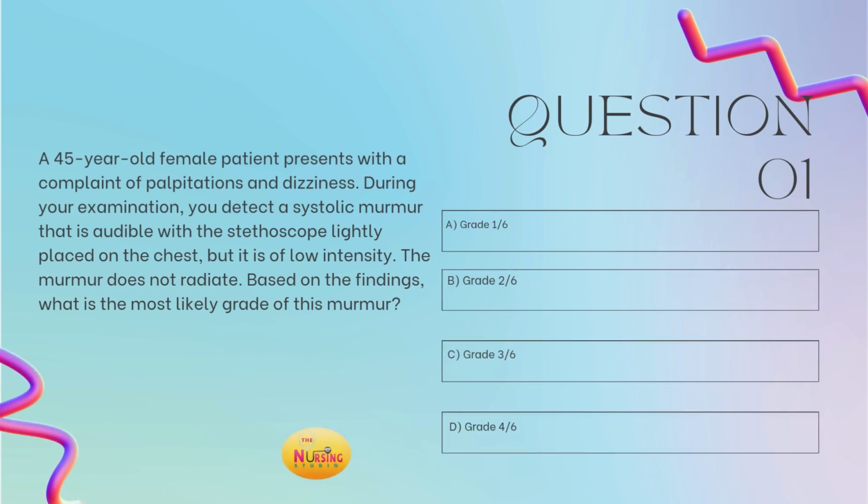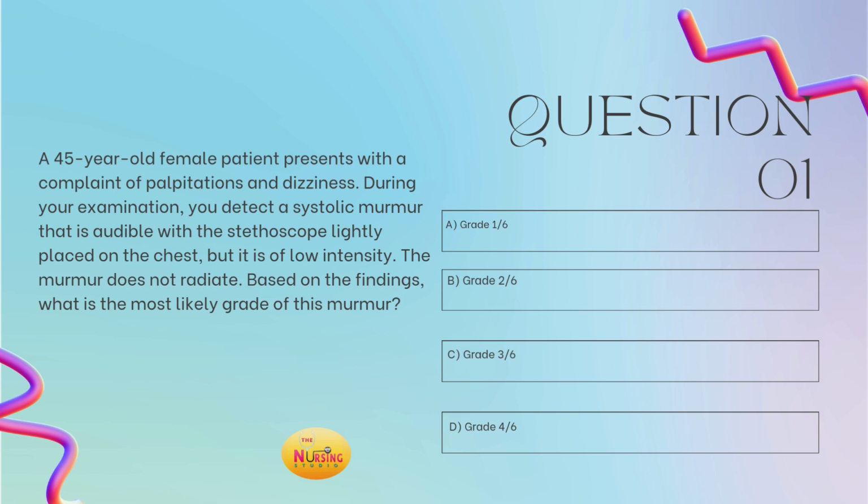Question number one states a 45-year-old female patient presents with a complaint of palpitations and dizziness. During your exam, you detect a systolic murmur that is audible with the stethoscope lightly placed on the chest, but it is of low intensity. The murmur does not radiate. Based on these findings, what is the most likely grade of this murmur? Is it A, a grade 1 of 6? B, a grade 2 of 6? C, a grade 3 of 6? Or D, a grade 4 of 6? Take a moment and tell me what you got in the comments, y'all.